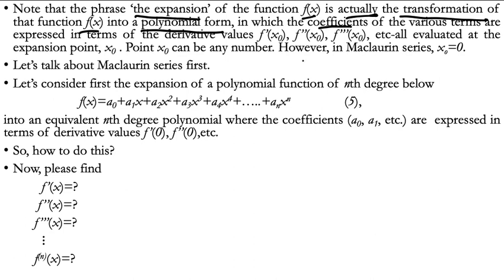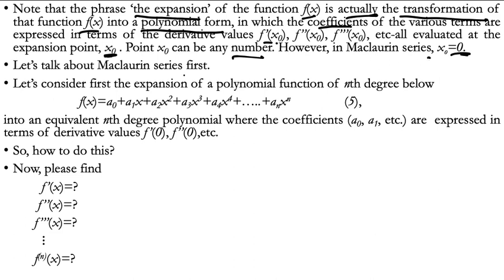So we have the coefficients or parameters. All of these are expressed in the derivative values, let's say f prime x naught, f double prime x naught, f triple prime x naught, etc. And all of these are evaluated at the expansion point, let's say point x naught. So point x naught can be any number, positive, negative, whatever. But if you make it zero, then it's called the Maclaurin series.